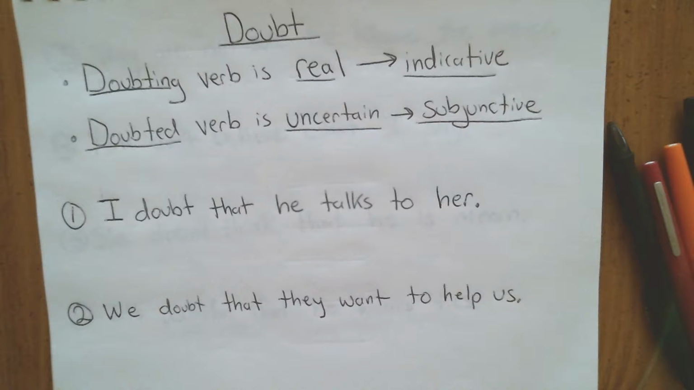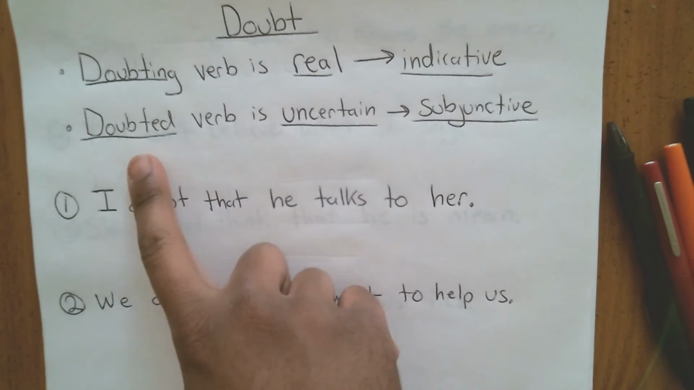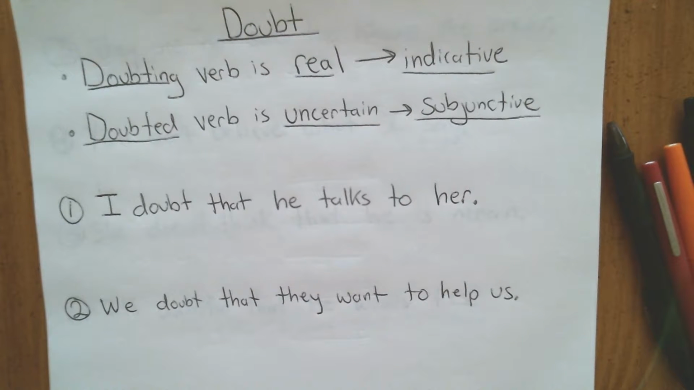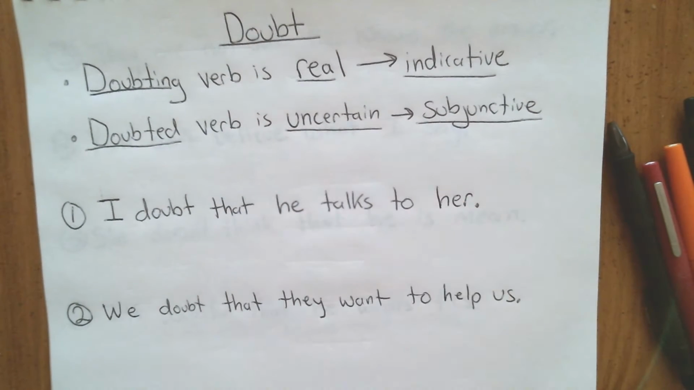That doubt is a known fact. That doubt is something that's actually happening. But the verb that I am doubting, or the doubted verb, is subjunctive because it's uncertain. Like if I were to say, going back to the example, I doubt that he swims, okay? My doubt is real, but whether or not he swims is unknown. And because it is unknown whether or not he swims, then the verb he swims would be in the subjunctive because it's uncertain.